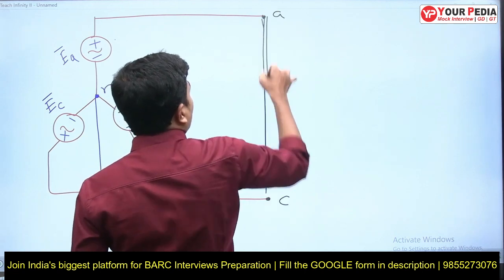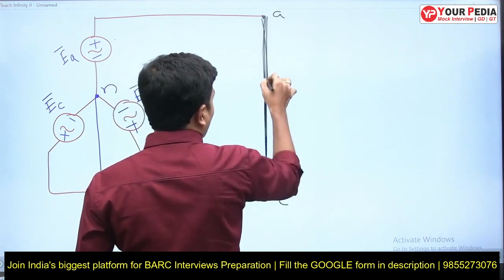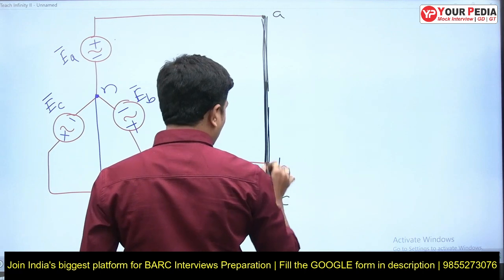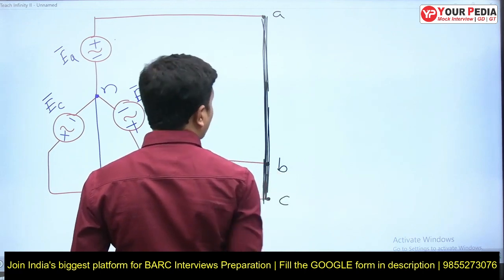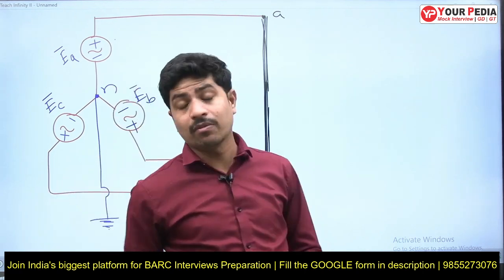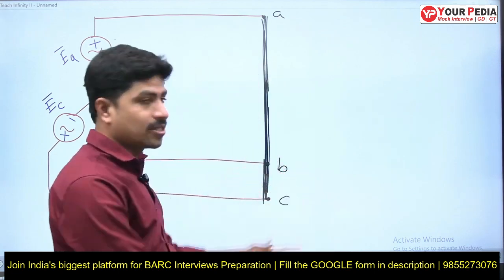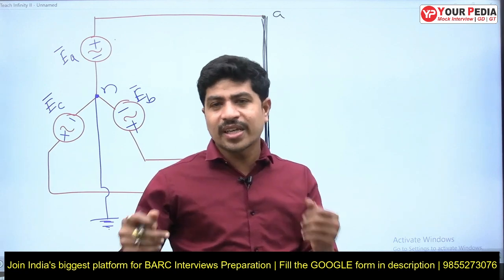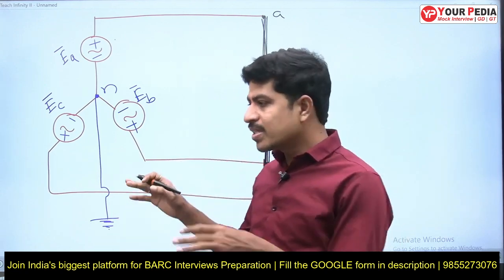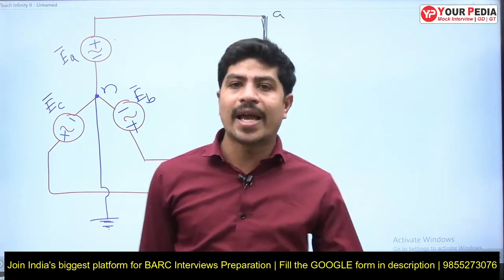So you have to draw this as a thick line. Why? Because the fault current will be very high. To show that it is a fault, and to accommodate that amount of fault current, we have to show the thickness. So this is technical. We are engineers. We must represent everything technically in the diagram, right?